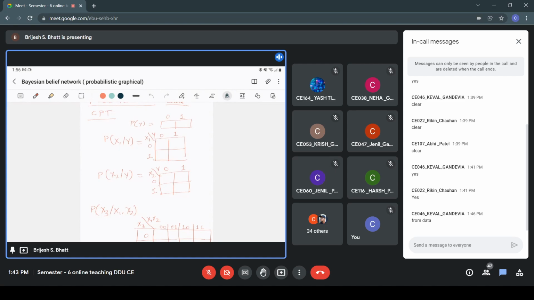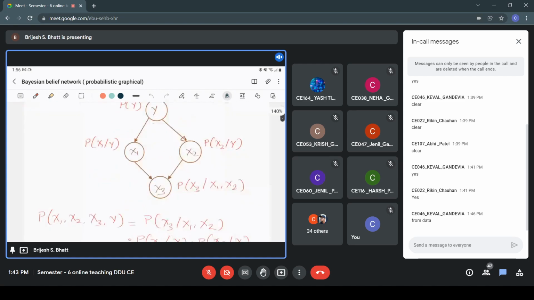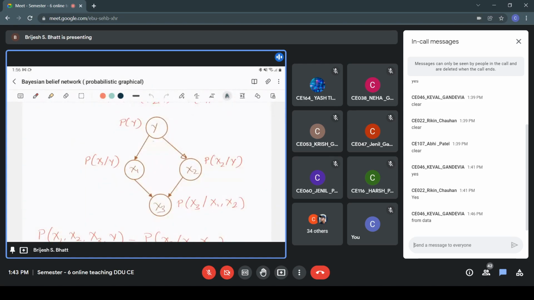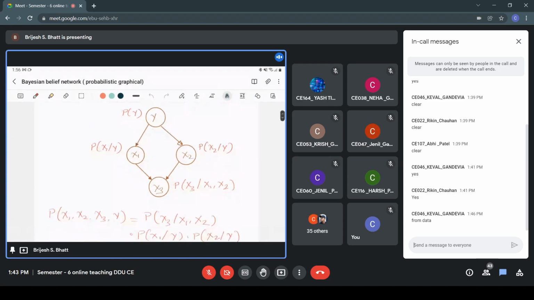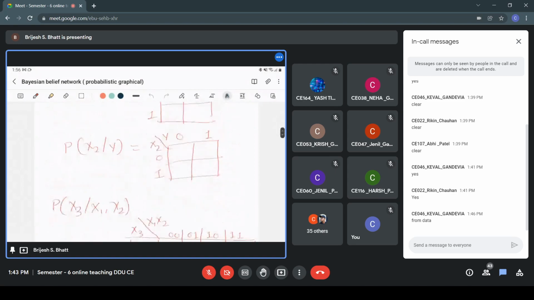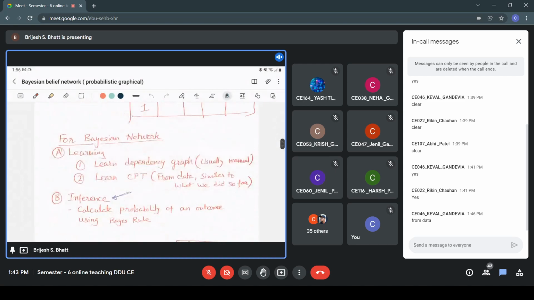The only addition is that your structure can also be different, that is, the dependency graph. You can draw different kinds of dependency graphs to depict the relation between random variables. So for a Bayesian network, there are two parts, the learning part and the inference part. The learning part involves two things. One is learning the dependency graph. Here we are assuming that it will be done manually, so we will not go into learning of the graph.